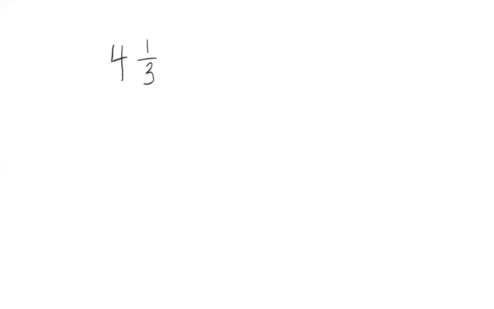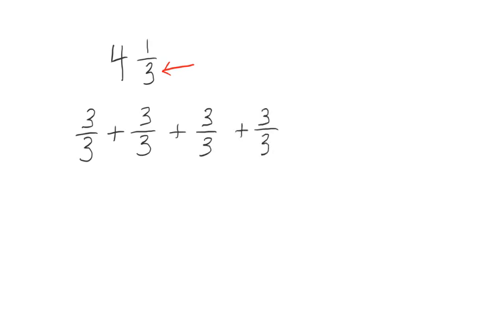Okay, let's do another example. This time we have 4 1/3, and I want to write it as an improper fraction. So I'm going to take the whole number and write it as a fraction and make sure that my fraction has the same denominator of 3. So I'm going to write 3/3 plus 3/3 plus 3/3 plus 3/3. I know this is equal to 4 because 3/3 is the same thing as 1 whole.